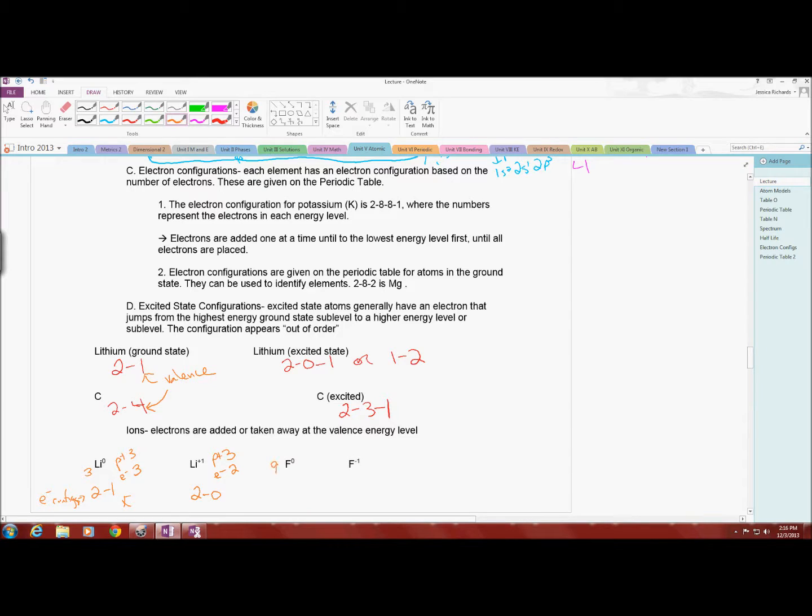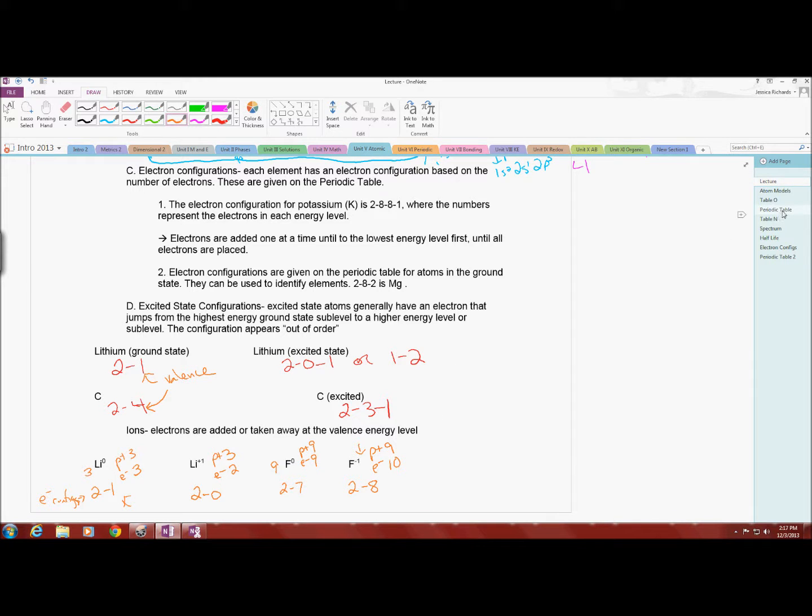Element number 9, he has 9 protons. So when he's a neutral atom, he has 9 electrons. His electron configuration is 2-7. When he becomes a negative ion, then he needs 1 more electron than he does protons because his charge is -1. So he has 10 electrons. We have to add that 10th electron to his valence energy level, and his electron configuration is now 2-8.